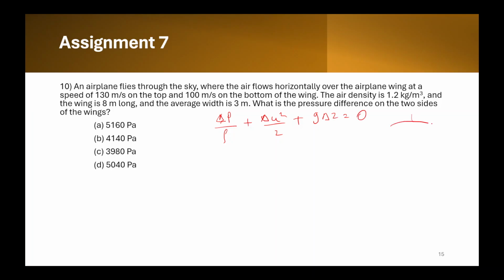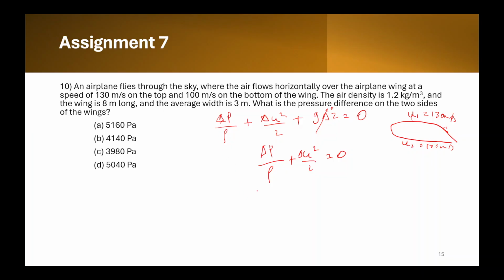So basically this is the airplane wing, and some velocity of air, this has U1 above the wing, the velocity is 130 meter per second and U2 is 100 meter per second, and the average width is given 3 meter. So this 3 meter is quite negligible, so you can basically neglect it, keep it as 0. So the only term remaining is delta P by rho plus delta U square by 2 is equal to 0.